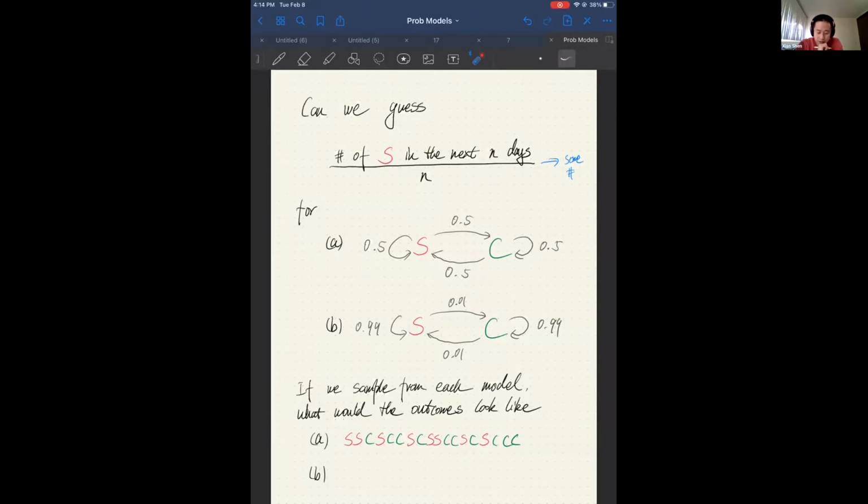So I should ask the question: if we have to guess, what is this limiting ratio? What is the number of sunny days in the next n days from our observation or from our simulation of these Markov chains? What would be this limiting ratio as n gets larger and larger? It's going to be a number between 0 and 1. If you have a guess, you can put it in the chat.